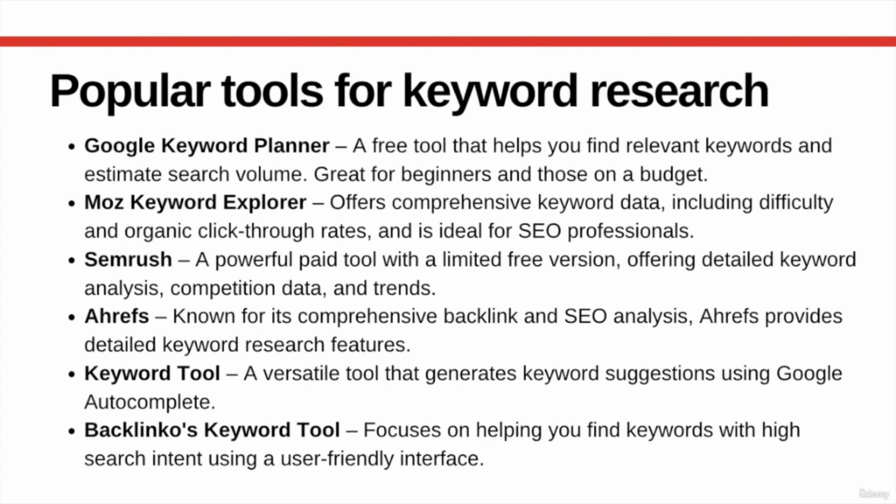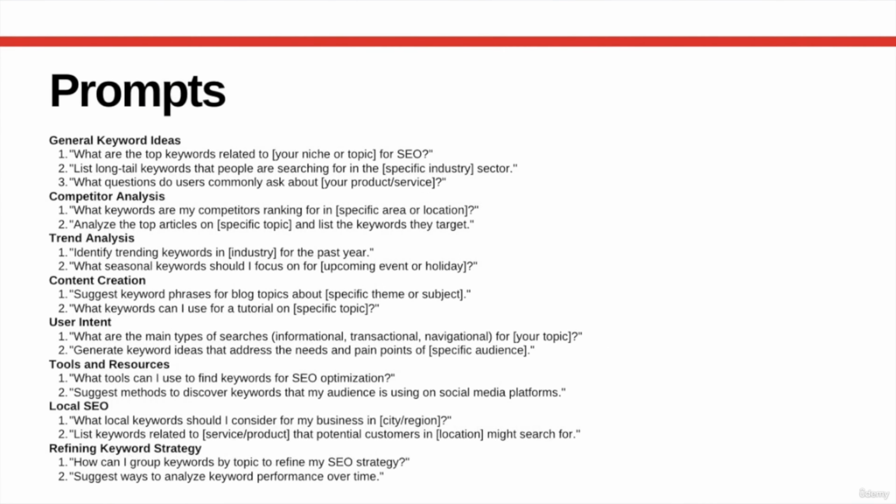Ahrefs, known for its comprehensive backlink and SEO analysis, provides detailed keyword research features. Keyword Tool, a versatile tool that generates keyword suggestions using Google Autocomplete. Backlinko's Keyword Tool focuses on helping you find keywords with high search intent using a user-friendly interface. Now, apart from using the tools we mentioned earlier for keyword research, you can use ChatGPT or Gemini or any other open AI platform also to do some keyword research. Here are some common prompts you can use.